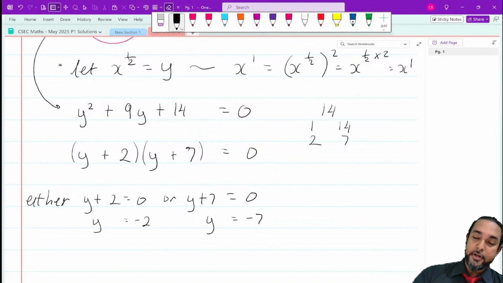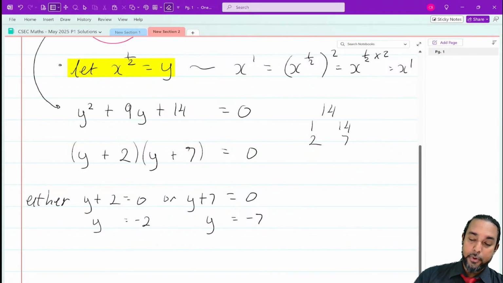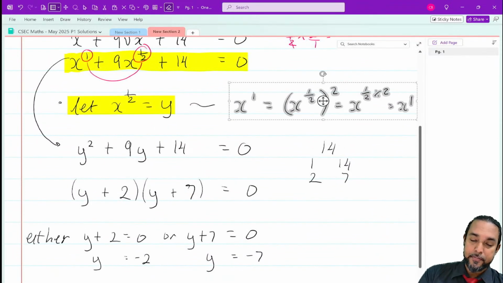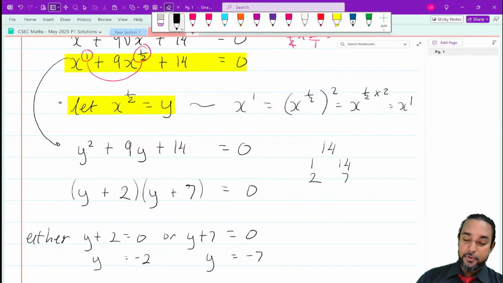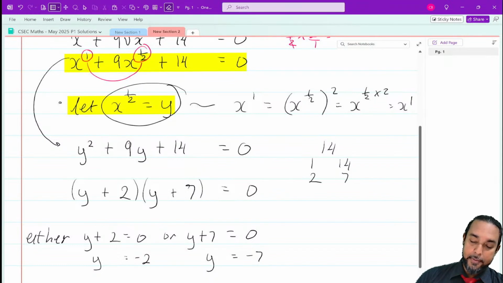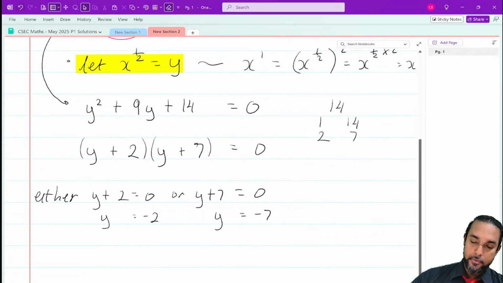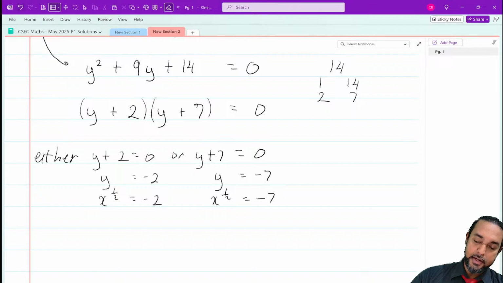Now, we're not done because remember, we made a substitution up here. We let x to the half equal y because the original equation is this, right? So we want to solve for x. So what we have to do now is undo the substitution. So if x to the half was equal to y, and we have two values for y here, we're now simply going to replace y with x to the half. All right, so we have now x to the half is equal to minus 2, and x to the half is equal to minus 7.